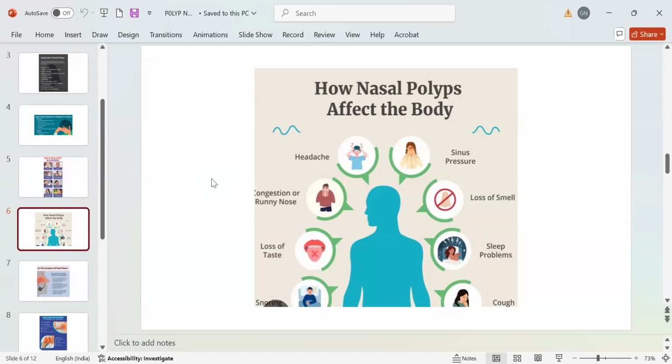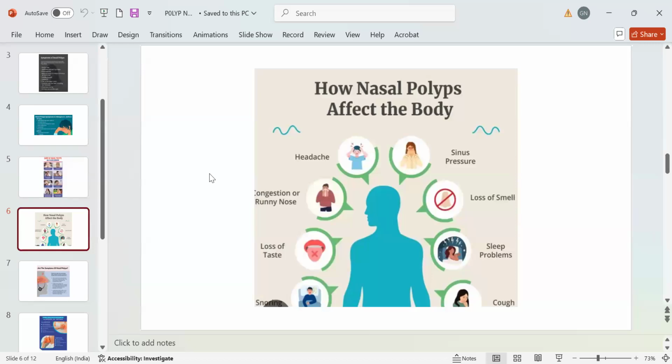Can anybody tell me about cystic fibrosis, because it is a topic of medicine? Anybody from medicine? What happens in cystic fibrosis? This is a risk factor. I told you this is a risk factor for nasal polyposis. So what happens in cystic fibrosis? Can anybody tell me?